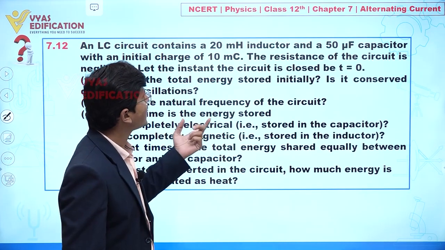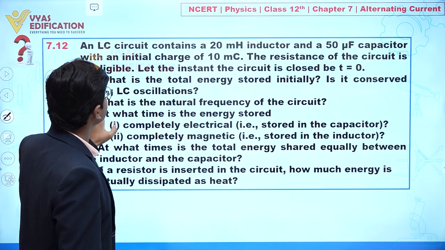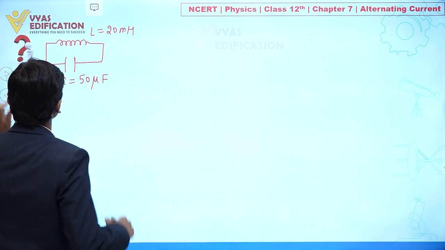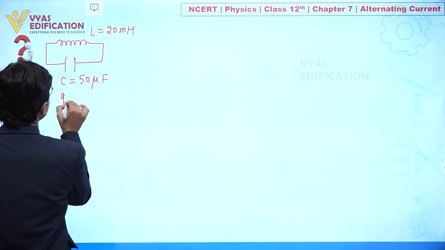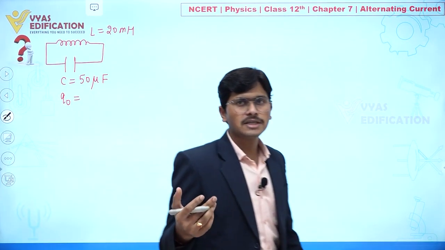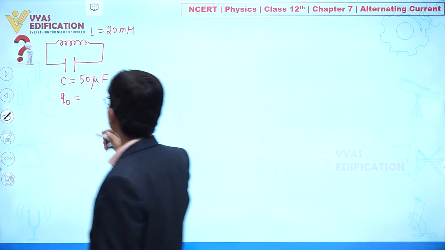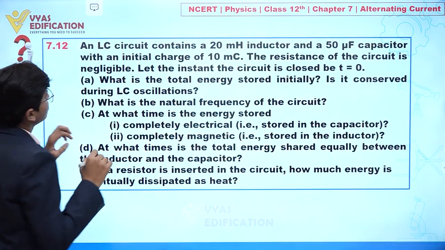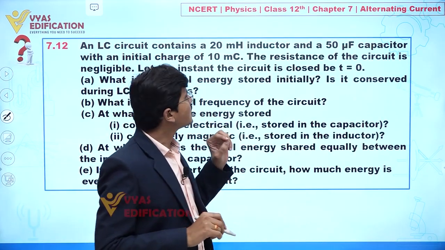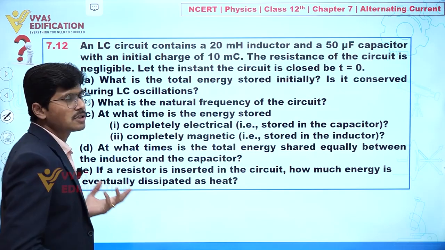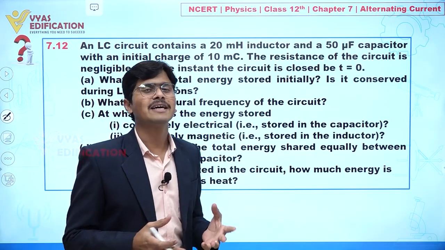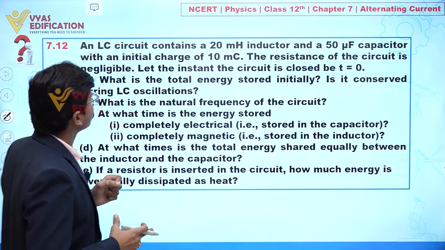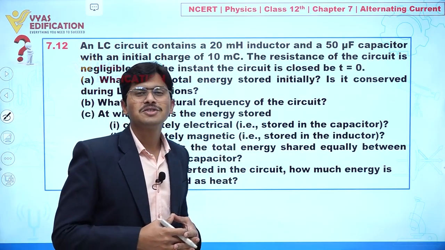So 20 millihenry and 50 microfarad, and it is given the initial charge on the capacitor, that is 10 millicoulomb, clear? So I can write here, initial charge means the maximum charge that can be stored, this is given to you as 10 millicoulomb. Now in this question the resistance of the circuit is negligible, it means we will not add any element of resistance, clear? And it is also given, let the instant the circuit is closed be t equal to 0.